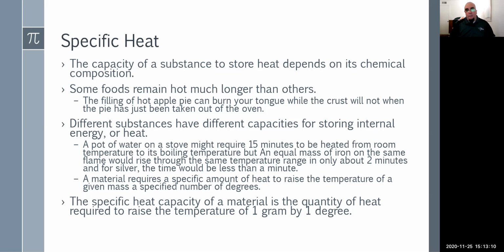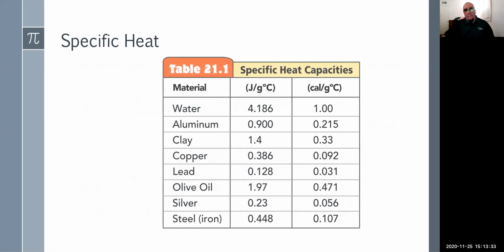If I heat up iron, it may take less time, right? Or it may take only 2 minutes for silver to heat up. The material requires different amounts of heat to raise its temperature. The specific heat capacity of a material is the quantity required to raise 1 gram by 1 degree, and we know that a calorie is measured off of the specific heat of water. So these are some specific heats of different substances: we have water, aluminum, and clay.